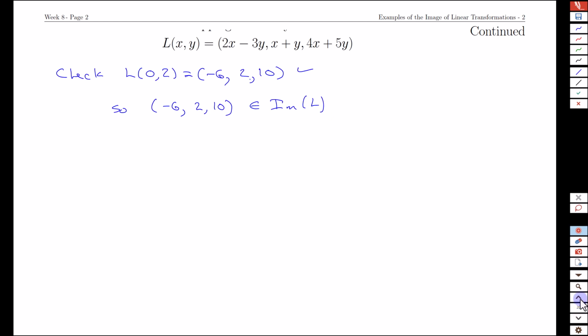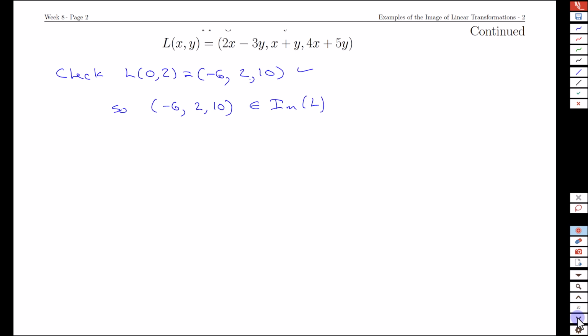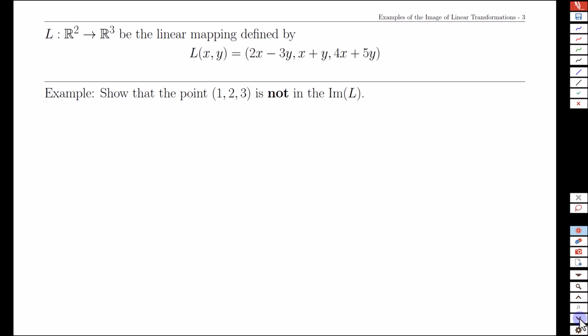Now that example shows nicely how the question about an image point, whether a point is in the image or not, boils down to a system of linear equations. I'd like to take it one step further though, and I think that's going to be easier to illustrate if we take a look at the function again and ask now about a point that's not in the image. So what does it mean to not be in the image? Well, let's set up the same system of equations. The goal is the same.